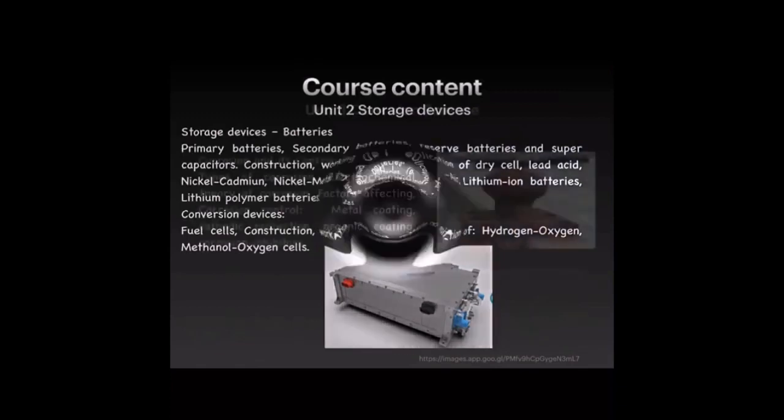Unit 3 is about corrosion science. We will study different types of corrosion. We will study the theory behind the corrosion. What are the factors affecting the corrosion? How to prevent the corrosion? How to slow down the corrosion of metals? All these points we will study in the third unit, that is corrosion science.